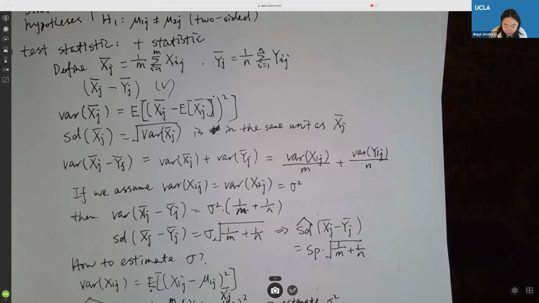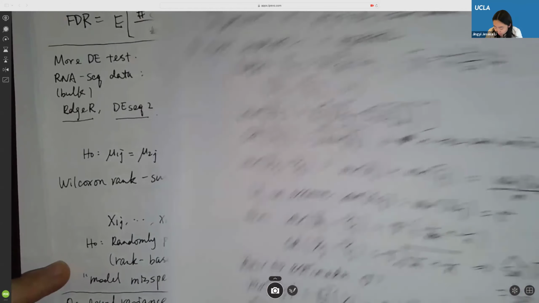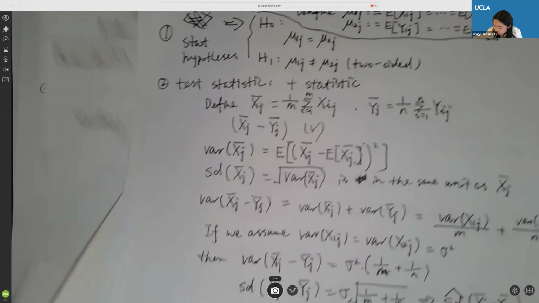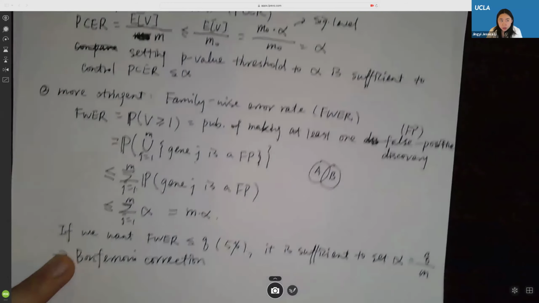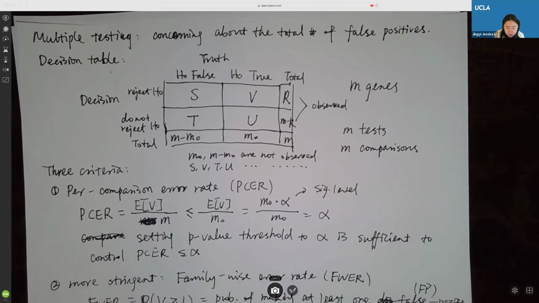Right, so last time we started talking about multiple testing. On Monday, we talked about multiple testing. This is where we stopped. So here, our differential gene expression analysis is one very typical application of multiple testing in bioinformatics.